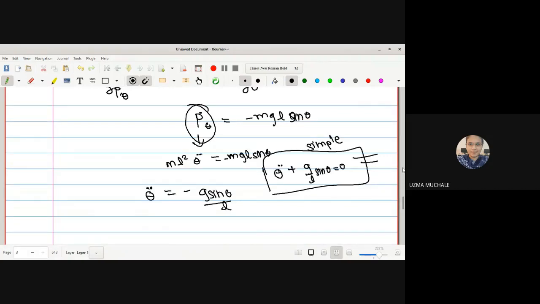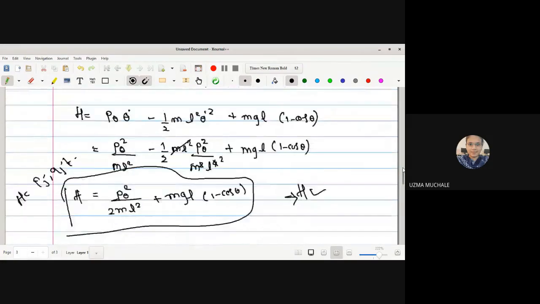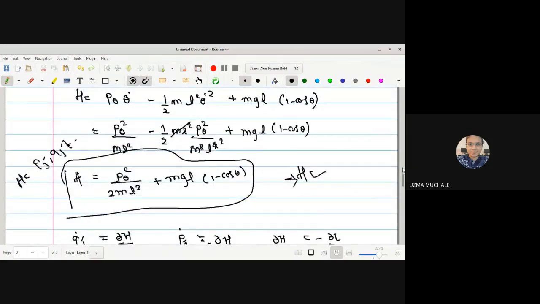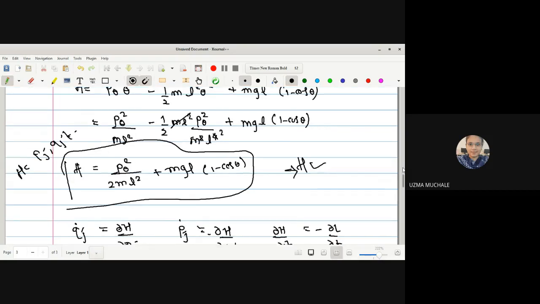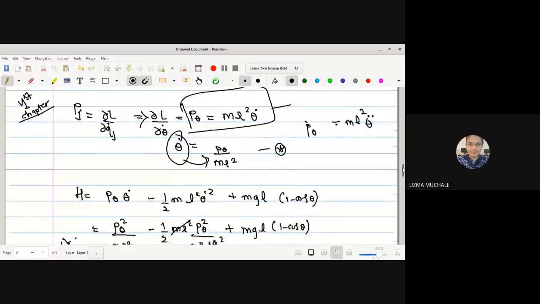How to solve the example by using Hamiltonian? Simply you have to use the equation of H, that is H is equal to summation over j pj qj dot minus L. And then we have to use Hamilton's canonical equations of motion. And here we have to use the value of p theta dot. p theta we have already found with the help of pj is equal to dou L by dou qj dot. And hence we get the result.